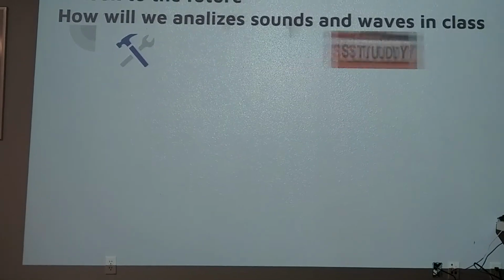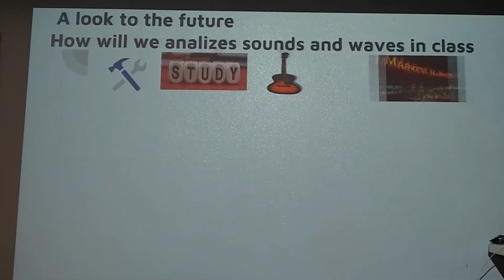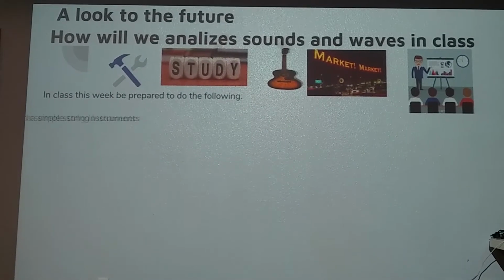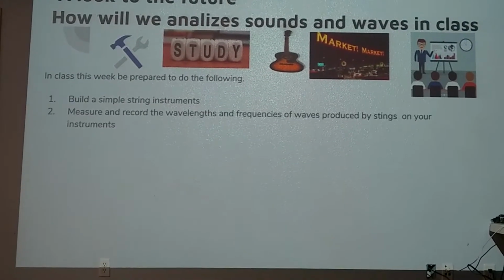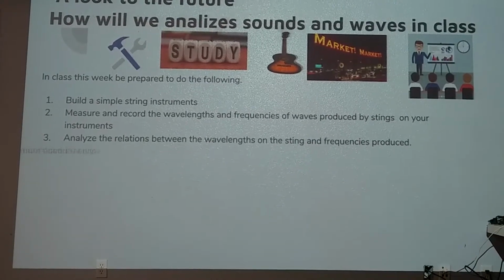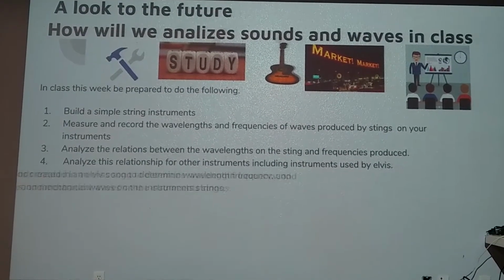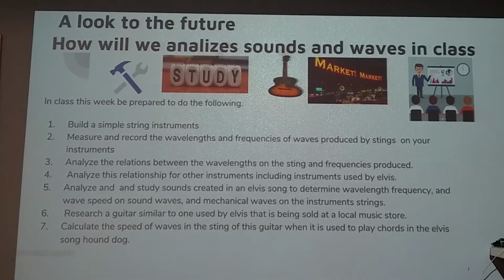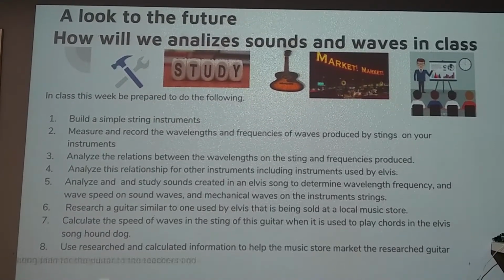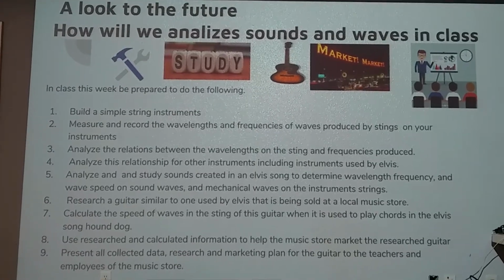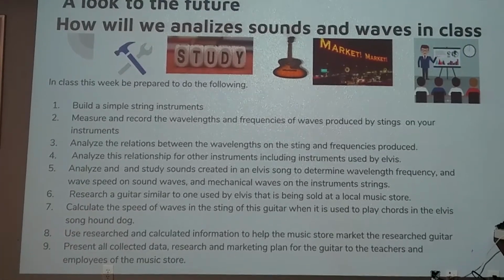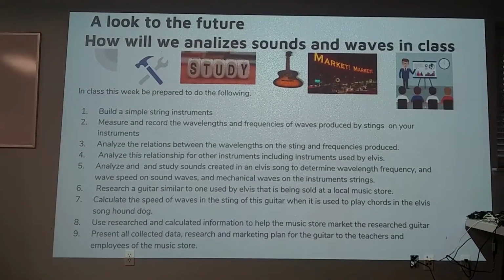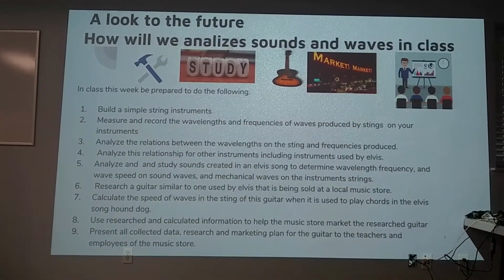A look to the future. How will we analyze sound waves in this class? What are we going to do for our unit? In this class this week, be prepared to build a sample string instrument, measure and record the wavelengths and frequencies of waves produced by strings on your instrument, and analyze the relationship between wavelengths on the string and frequencies produced. Analyze the relationship for other instruments, including instruments used by Elvis. Analyze and study sounds created in Elvis songs to determine wavelengths, frequencies, and wave speeds on the strings of the guitar.